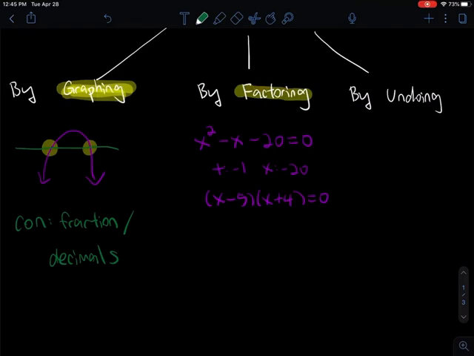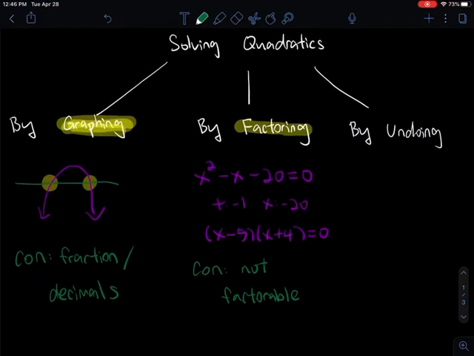The downside of this, the con, is, of course, sometimes we're given something that's not factorable. So what if something is not factorable? We've seen those equations before, right? Two numbers that add up to some number and multiply to another, but those two numbers don't exist. So if it's not factorable, then we can't solve by factoring.